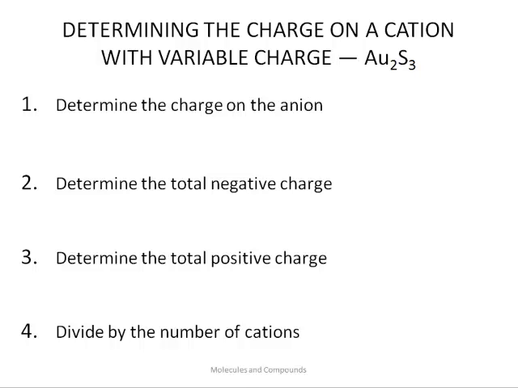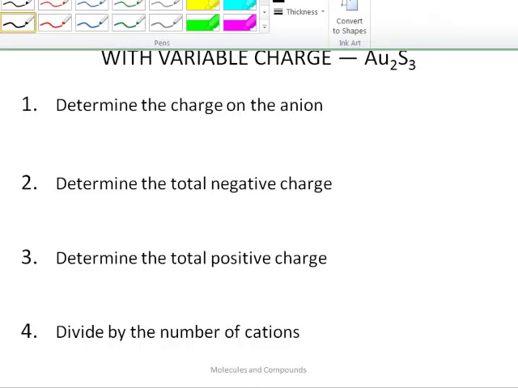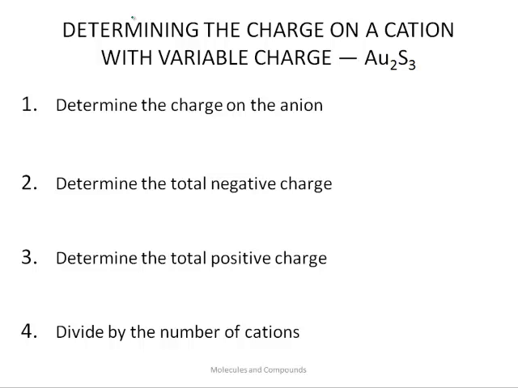And here's an example of one here for Au2S3. So that's a gold sulfide compound, but gold can have multiple charges, so we have to indicate what charge it is for this very compound. So here's Au2S3. What's the charge on the anion? Well, we know sulfide is going to be a -2, or 2-, ion. So what's the total negative charge? There are 3 sulfide ions, 3 with a -2 charge, so overall that's going to be -6.